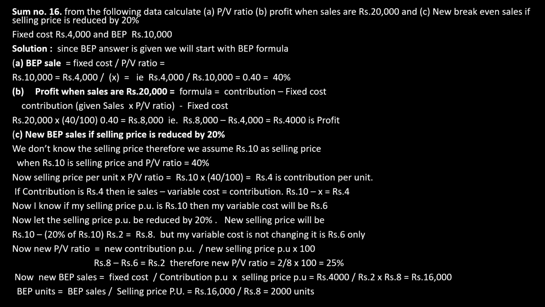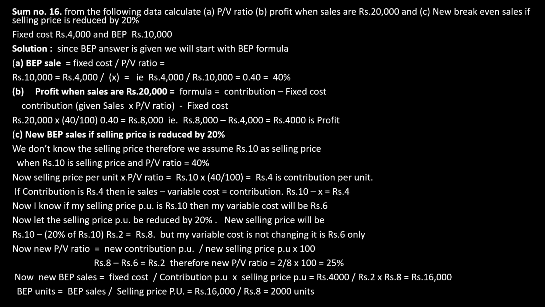What will be my new BEP sales if selling price is reduced by 20%? Now I don't know what is my selling price. The problem is silent with regard to the selling price. I'm going to take an assumption here. Let me assume the selling price as 10 rupees per unit. When my selling price is 10 rupees per unit, my PV ratio is 40%. Here already I found it is 40%.